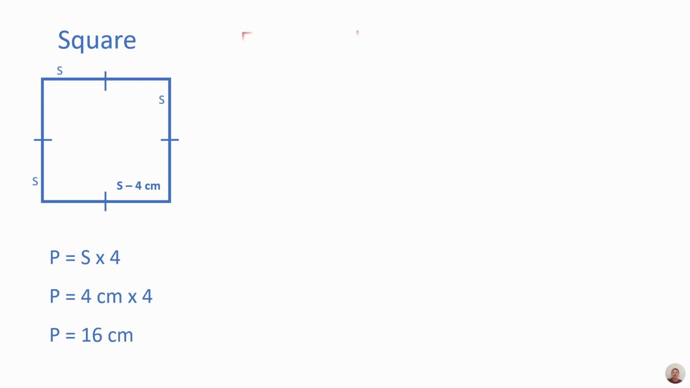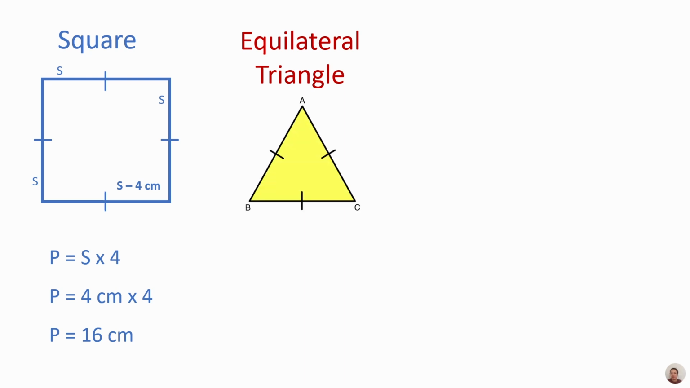Okay. Now let's say we have an equilateral triangle. And when we look at the shape, we must first analyze what shape it is and examine the characteristics or the properties of that shape. So here we know that all the sides are 5 centimeters. So we're going to say P is equal to side times 3, and it is 5 centimeters times 3 sides, which gives us 15 centimeters.